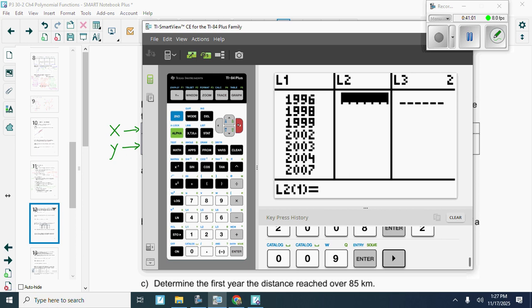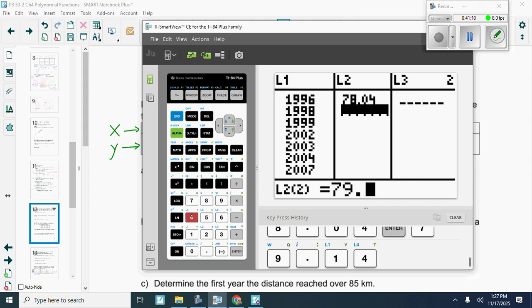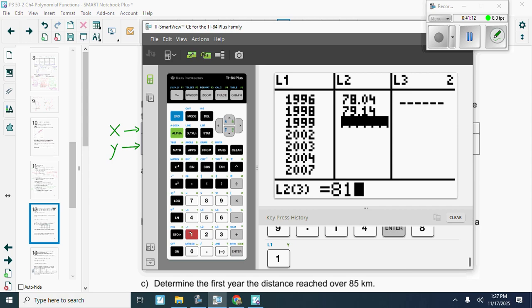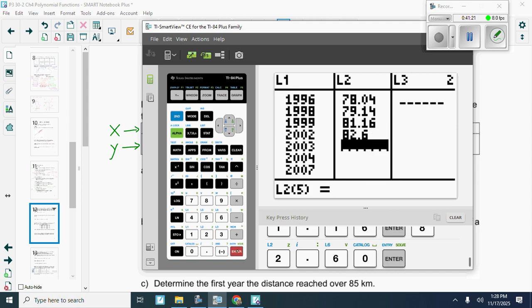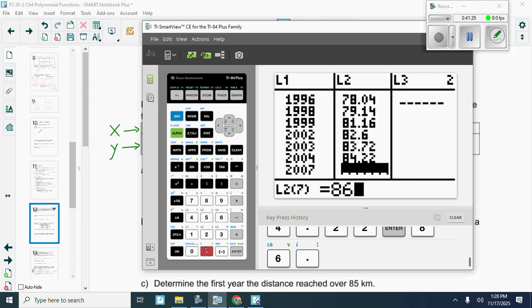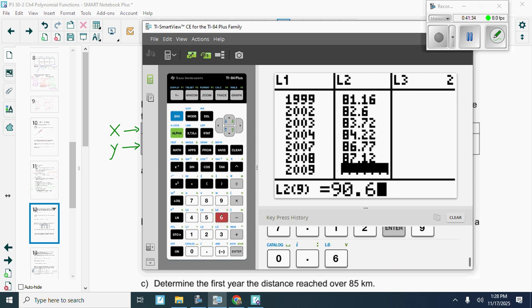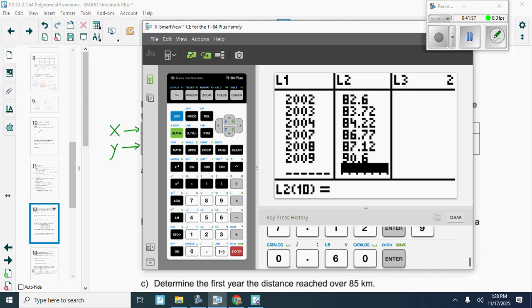Those are the decimal ones. So 78.04, 79.14, 81.16, 82.60, 83.72, 84.22, 86.77, 87.2. Now the important thing here is, when you're done, your table should be even.